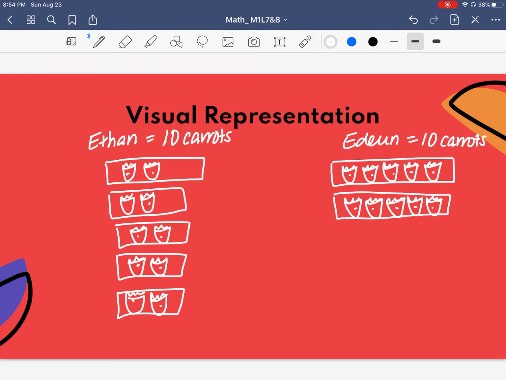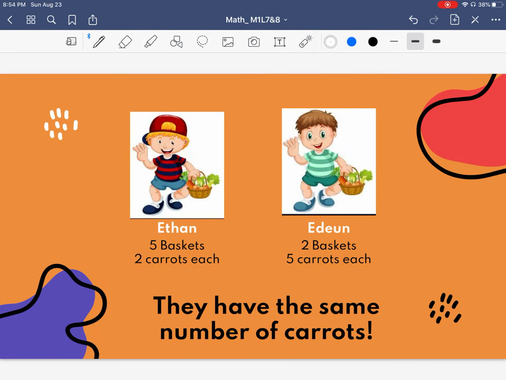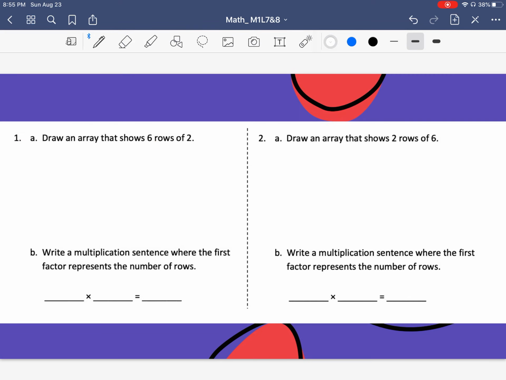So now we know that they have the same number of carrots. So it's not a matter of how many baskets they have. It's actually more important to know how many carrots are inside and how many carrots they have in total. So let's move on to the next question.